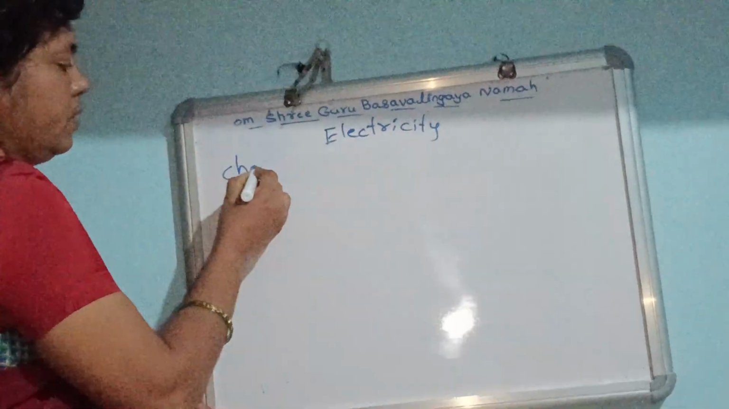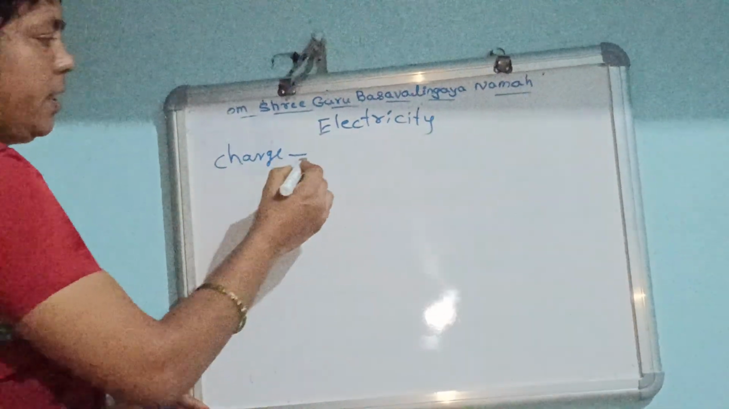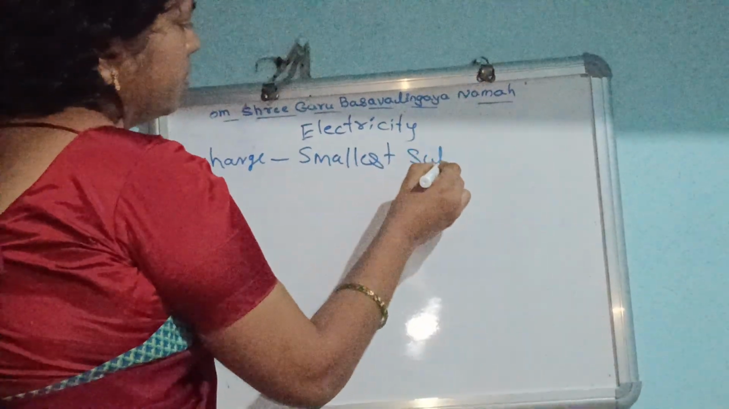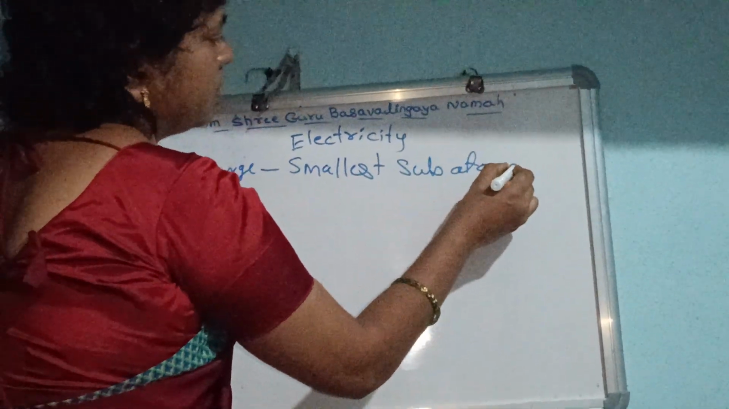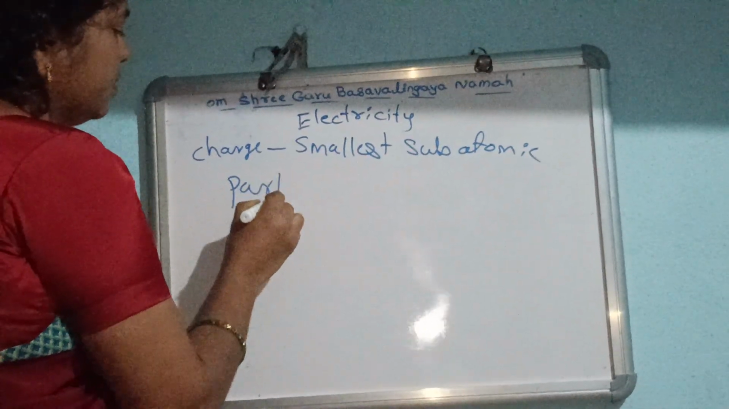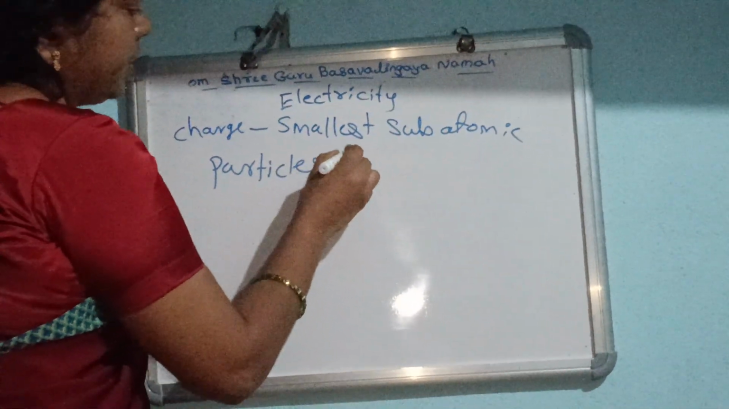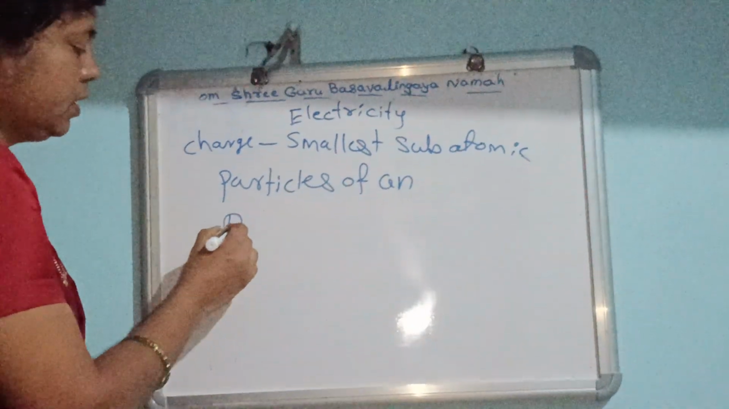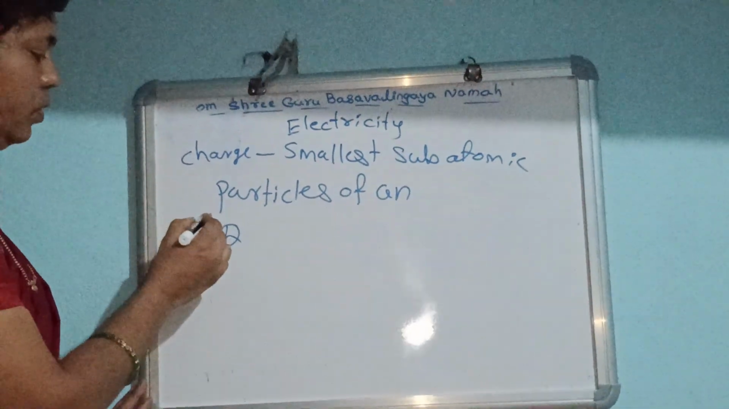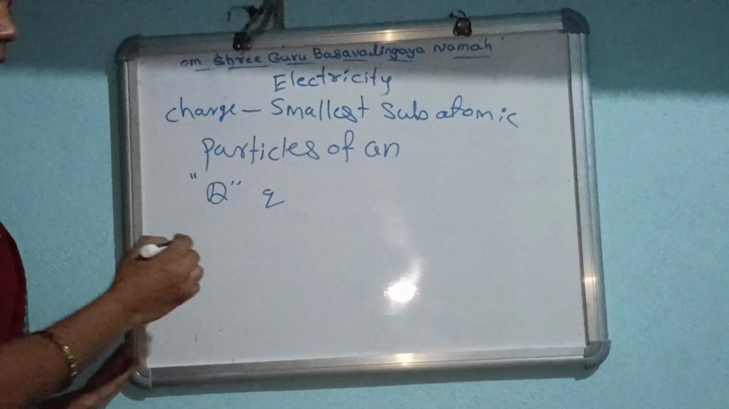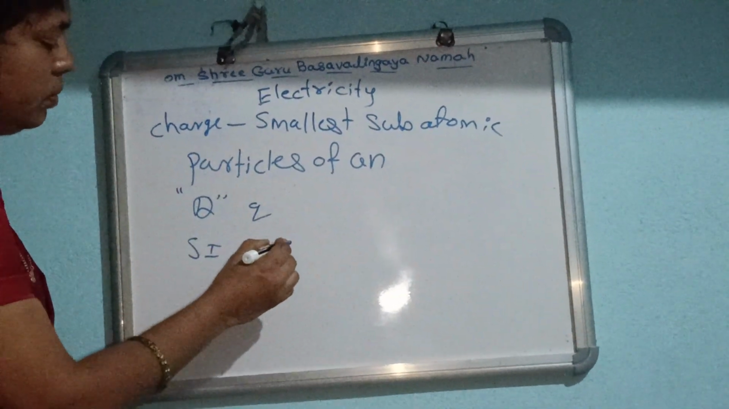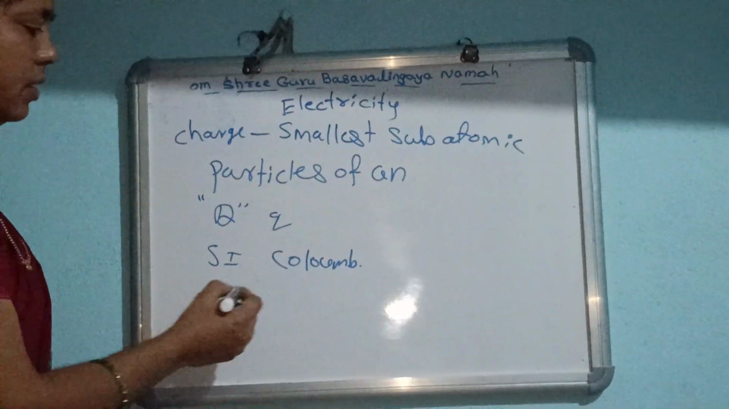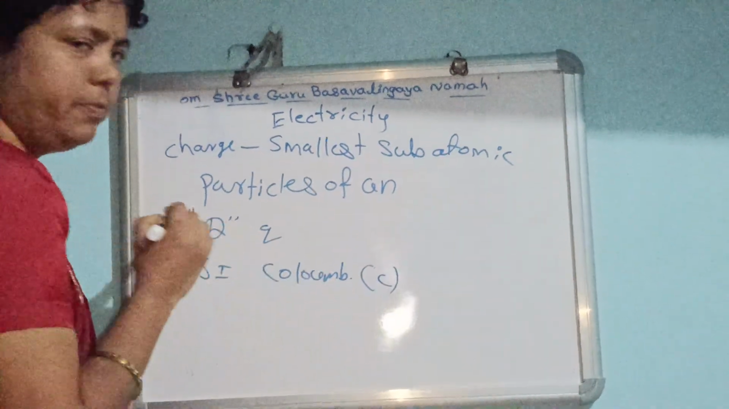Charge is the charge of the smallest subatomic particle of an atom or element. It is represented by the English letter Q, capital Q or small q. The SI unit of charge is the coulomb, where the b is silent, and it is written in short as C.